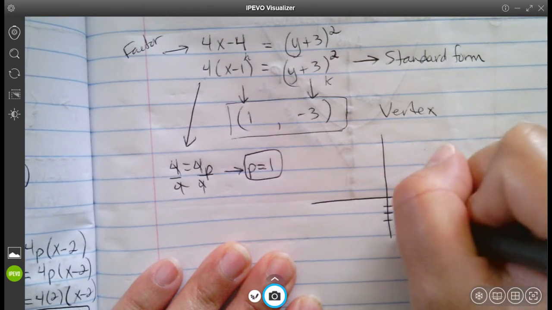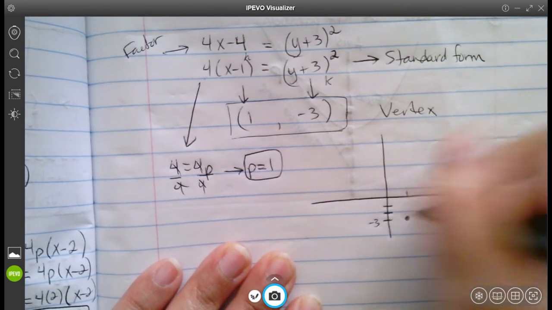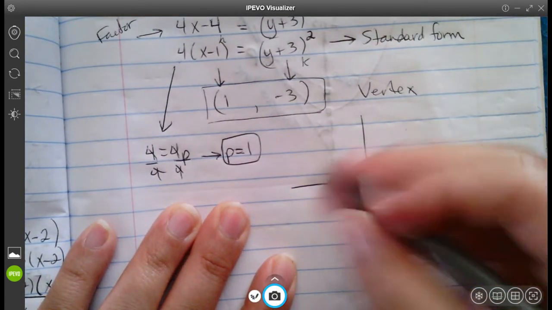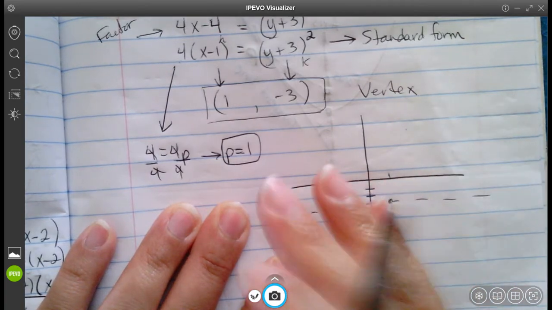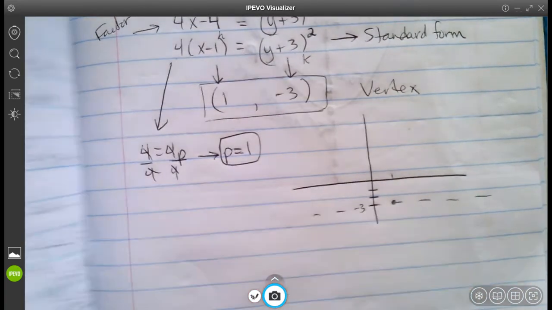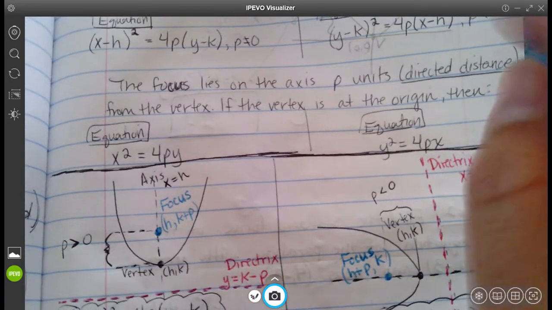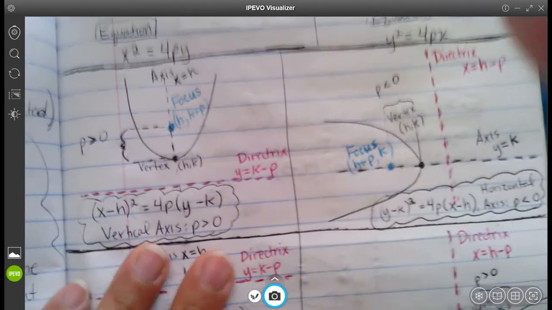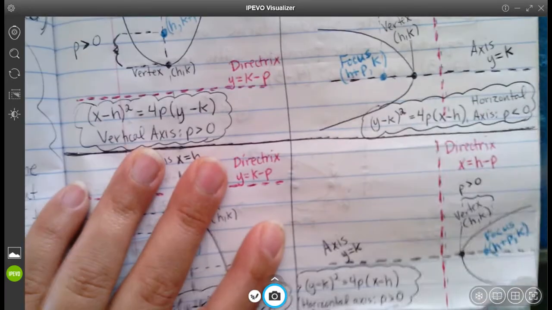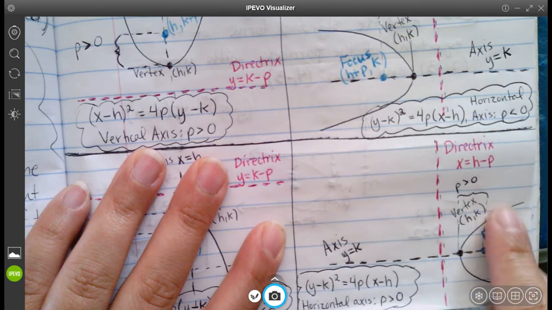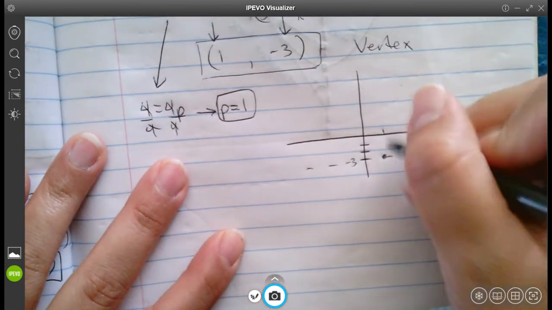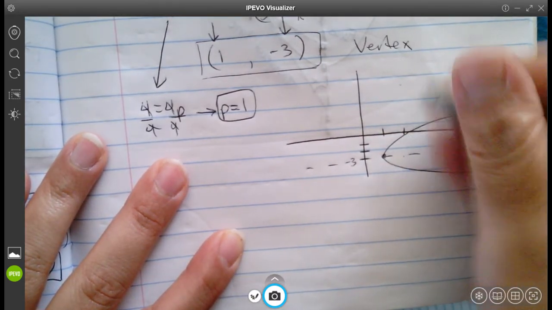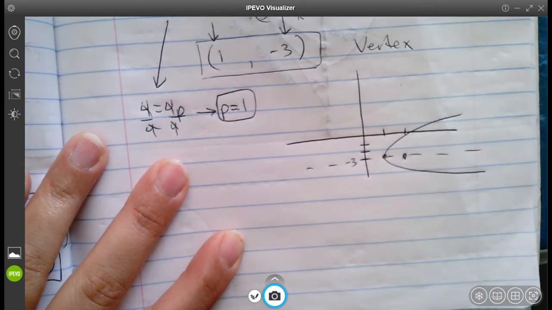Well, that's important because if I were to graph this, let me graph that real quick. (1, negative 3). And I know that this is a horizontal axis, which means it's going sideways, right? Because that's what this one up here is. Remember, it's matching this one, so it's going to be one of these two graphs. Since my p is equal to 1, that means that it's greater than 0, which means it's going to go to the right. Okay. So back to this, it's going to go something like this. And since it's going 1 to the right, that's where my focus is going to land.